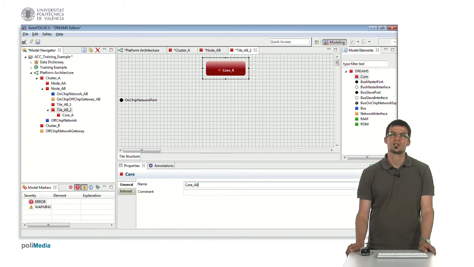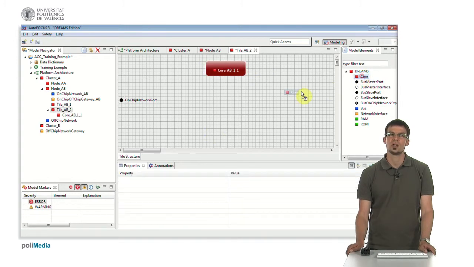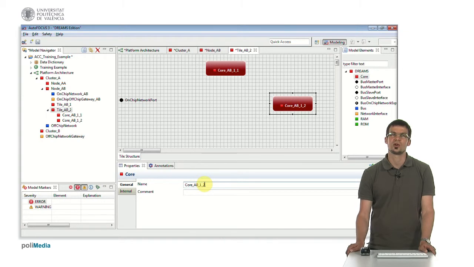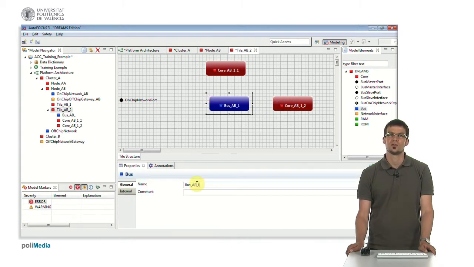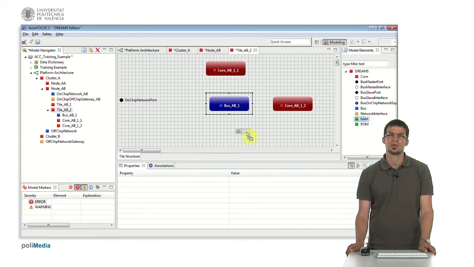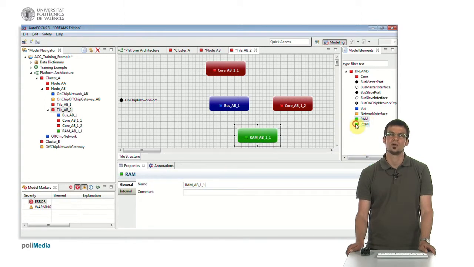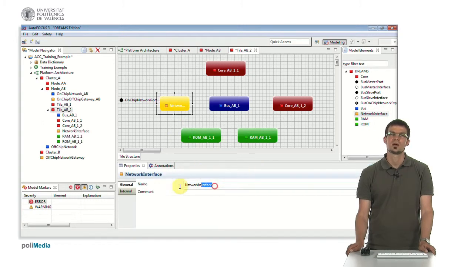The platform architecture model provided by AutoFocus also allows to model the internals of a tile, that is, the involved processing cores, the involved buses, as well as the memories that are installed in the system. Furthermore, also the interface to the containing tile's on-chip network can be described.